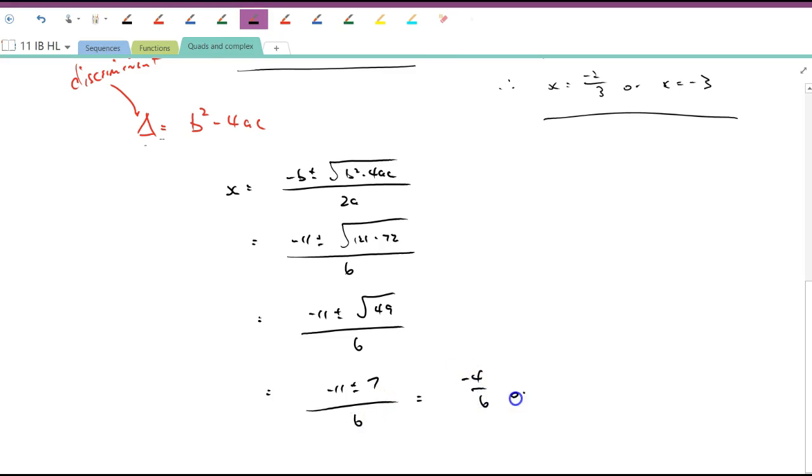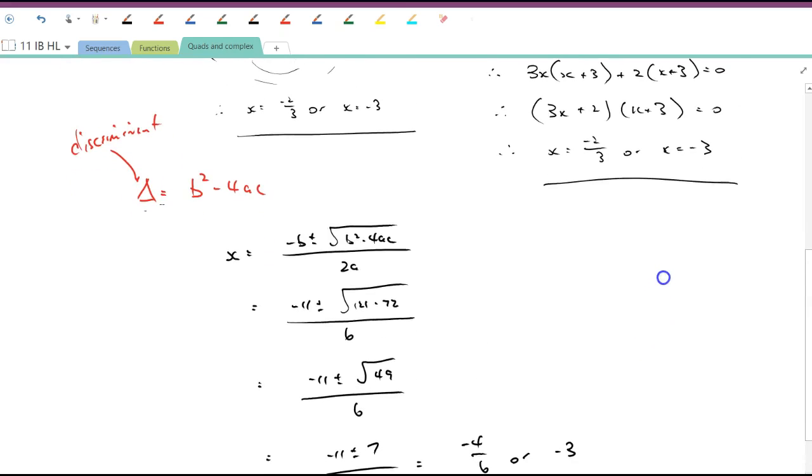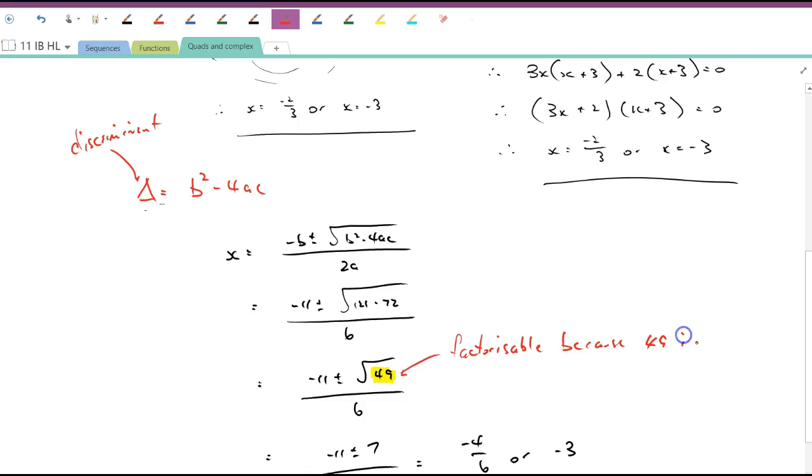I get minus 4 over 6, or I get minus 18 over 6, or minus 3, and that's obviously minus 2/3, or minus 3. So we're getting the same solutions there in 3 different ways. But what I wanted to highlight here was this value here. That 49, because it's a square number, means it was a factorizable quadratic. Factorizable because 49 is square.